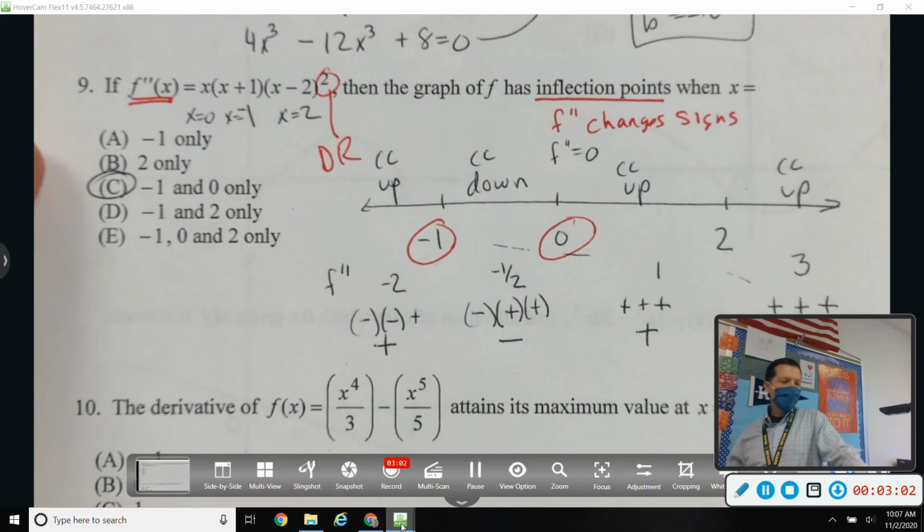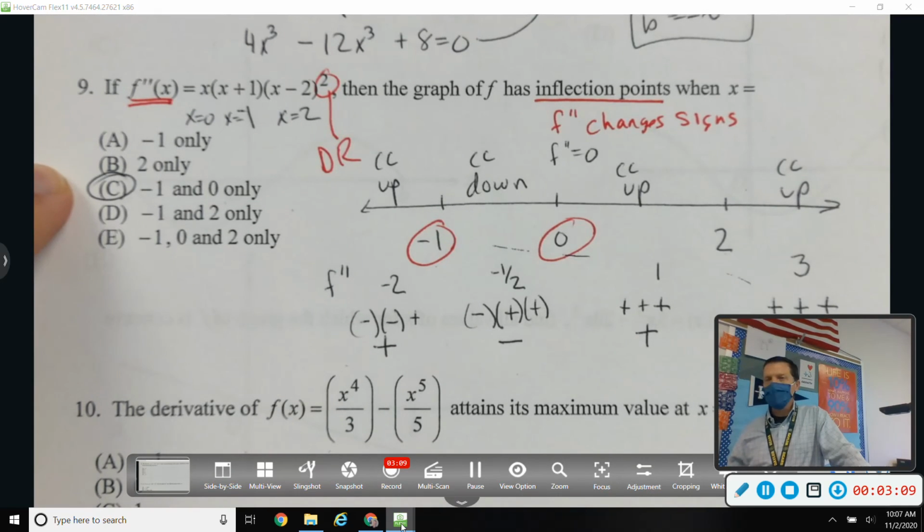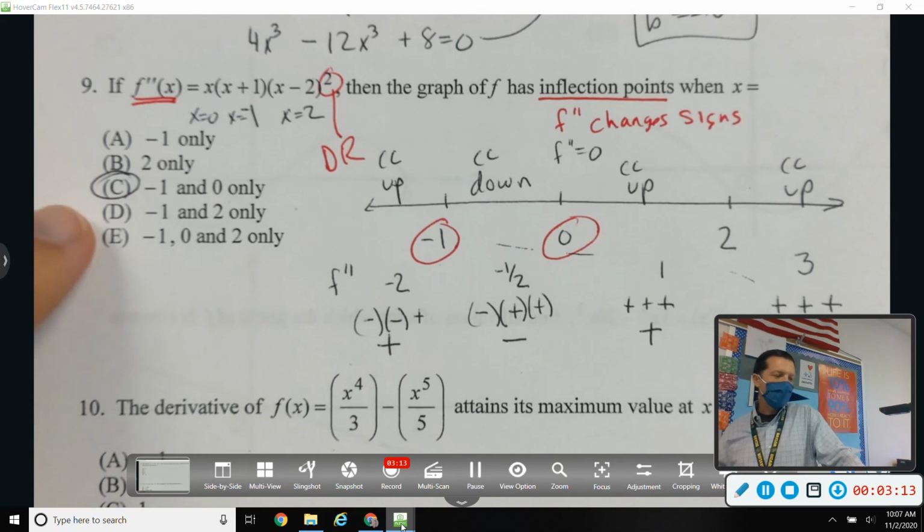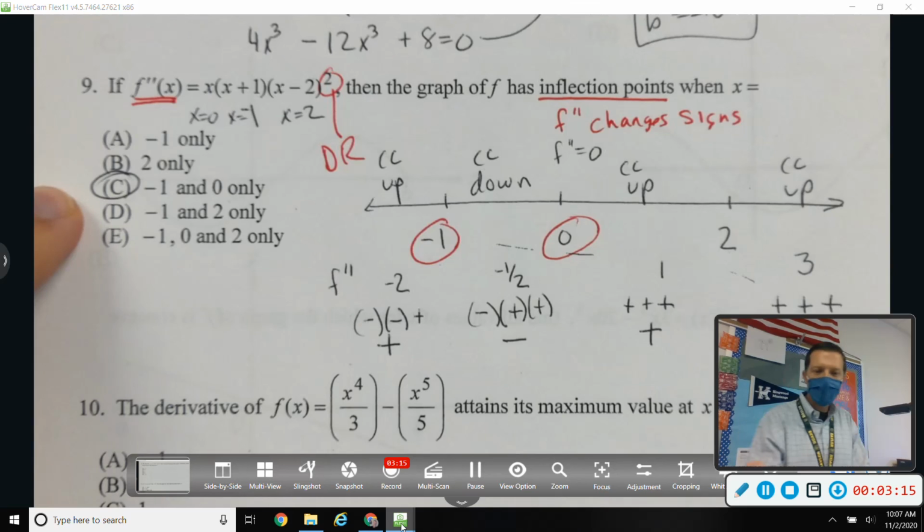Good example of a question where we can ask calculus questions without having you take a derivative. It's really a concept question. The only math you did was algebra stuff, but you were answering a calculus concept question.